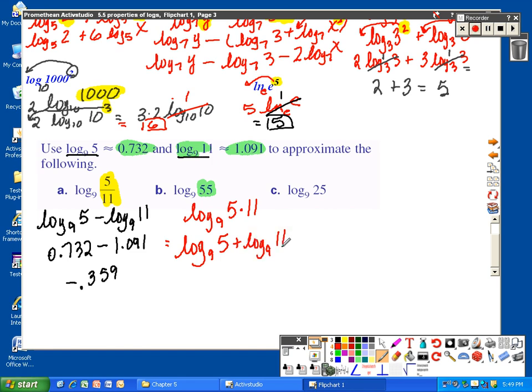Log base 9 of 5, 0.732, plus log base 9 of 11, 1.091, is 1.823.